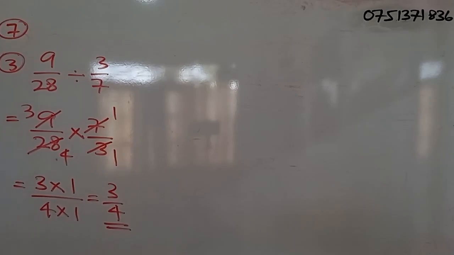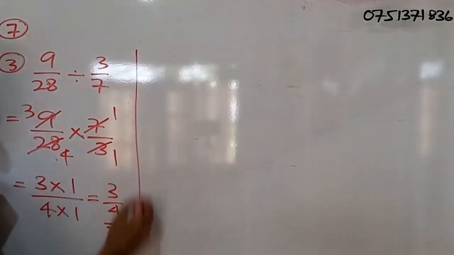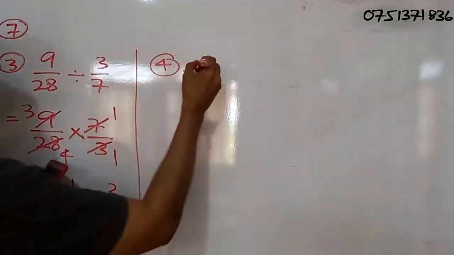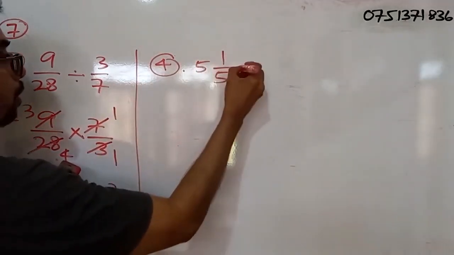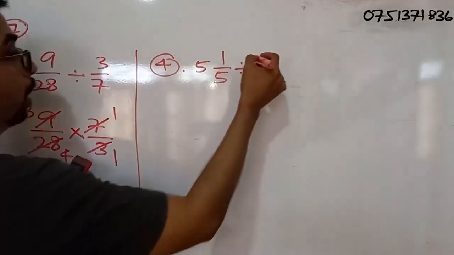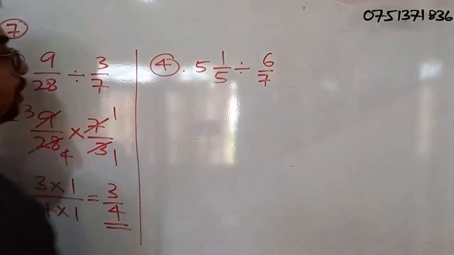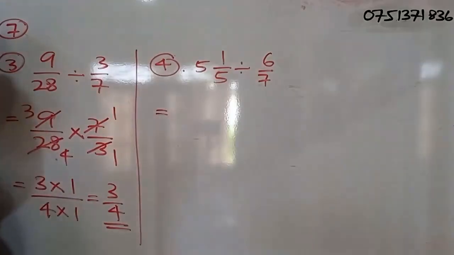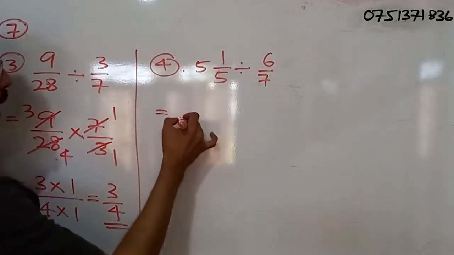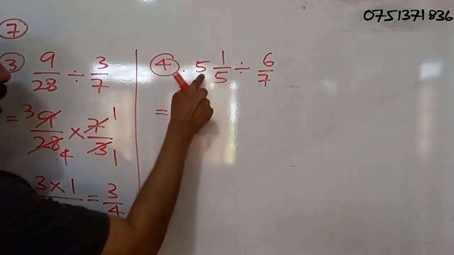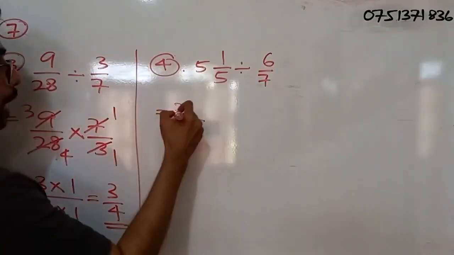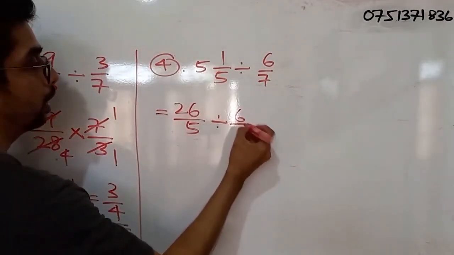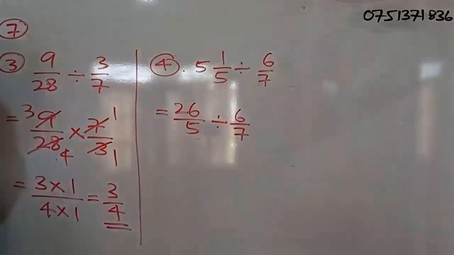3/4 or 3 by 4 as the answer. Right. Part 4. So we have 5 and 1 by 5 divided by 6 by 7. Right. So we have to convert this mixed number into an improper fraction. So the denominator will be 5. 5 times 5 we know that is 25. Add another one, that becomes 26. Divide by 6 by 7.